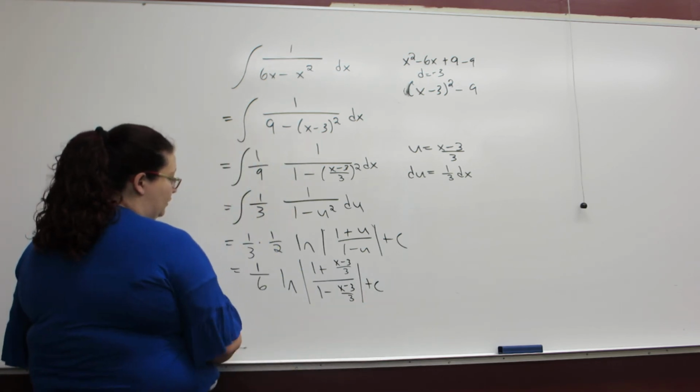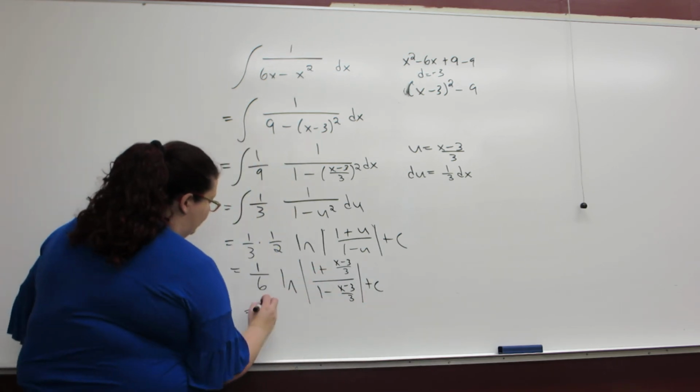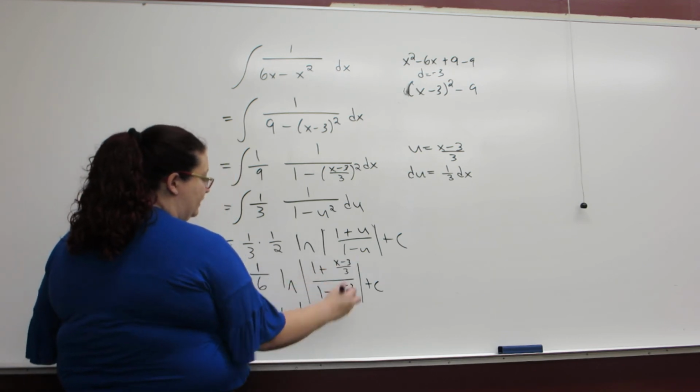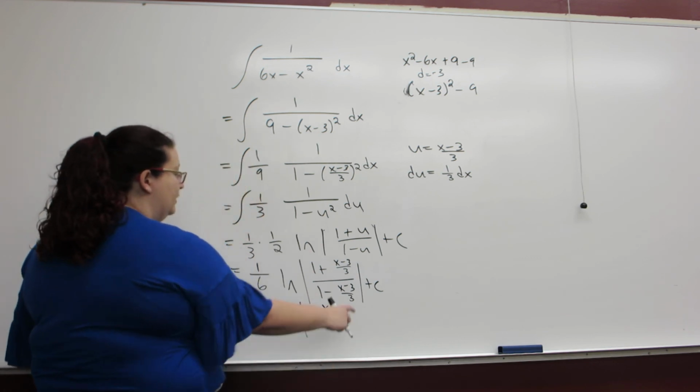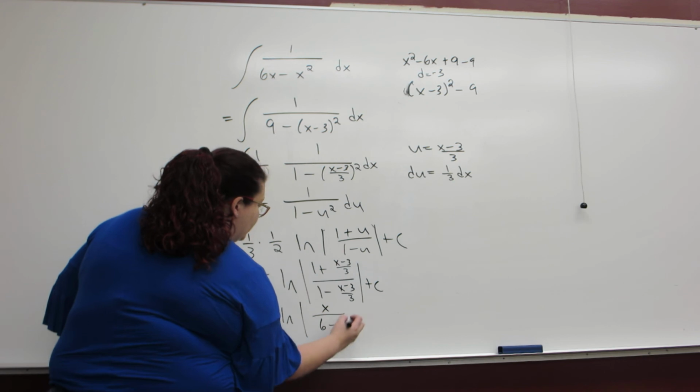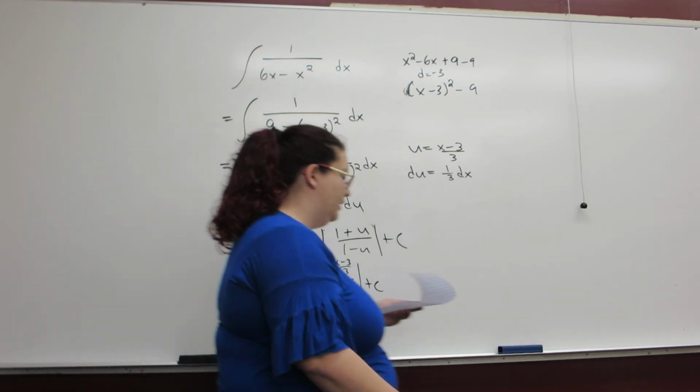You can, of course, clean this up a little bit by multiplying top and bottom of this fraction by 3. So you get 3 plus x minus 3, or just x, and 3 minus x plus 3, or 6 minus x, for a lovely final answer.